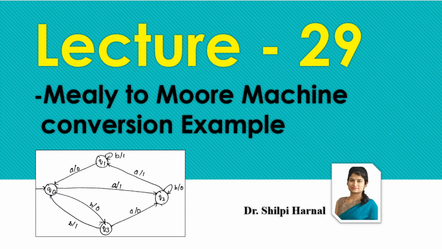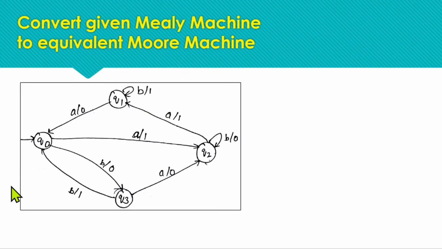Okay, so we covered the conversion process of Moore to Mealy and Mealy to Moore machine in the last lecture also. This is one of the assignments from the previous lecture that we are going to solve in this lecture. So starting with the lecture, this is the question: we have to convert this given Mealy machine to an equivalent Moore machine.